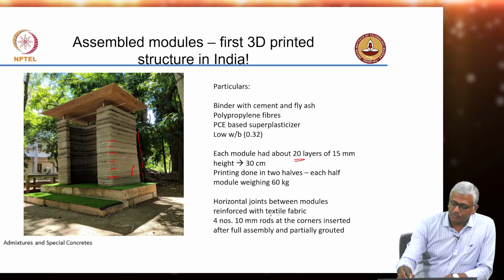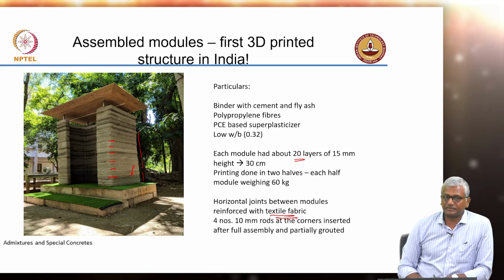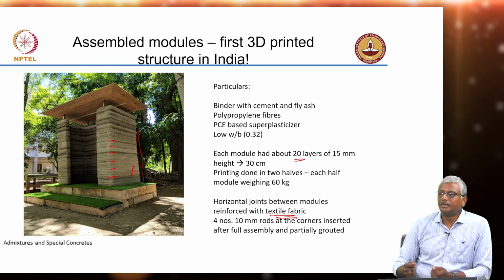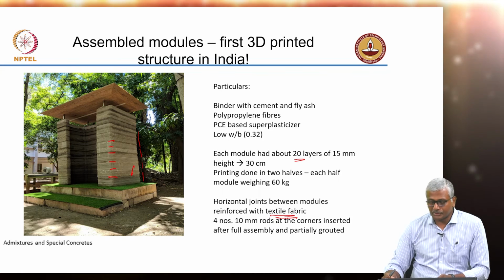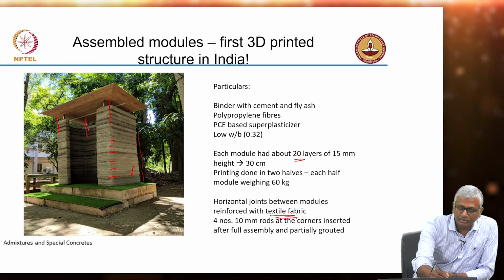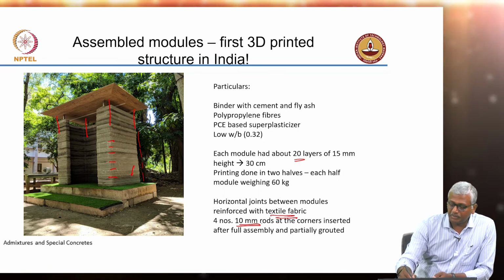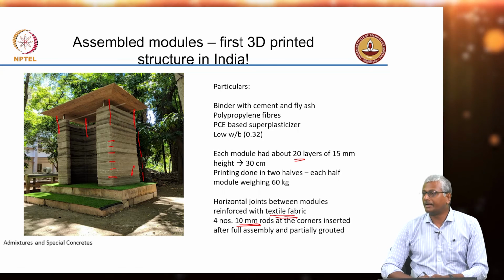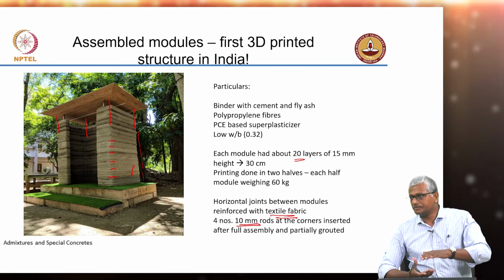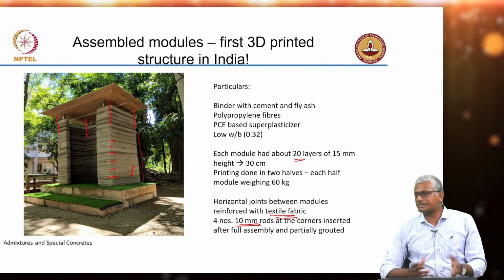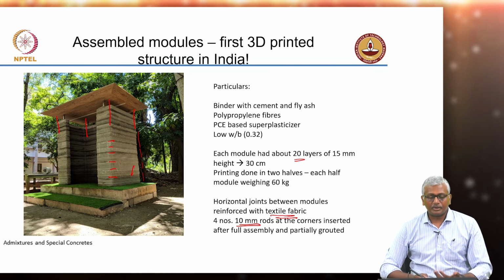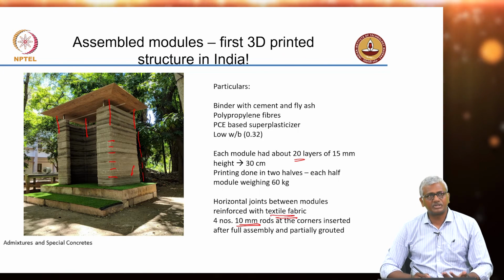And some of these mortar joints were also reinforced with textile fabric. Like we have an active work going on in textile reinforced concrete, and we use the textile fabric to reinforce the horizontal joints. And at the end, in the cavities, 4 rods of 10 millimeter were inserted and partially grouted to ensure that they are connecting all the members together, and at the same time they are also providing some reinforcement, although this structure does not need any reinforcement because it's hardly about I think just over 2 meters tall.